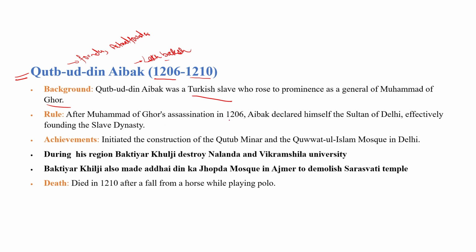After Muhammad of Ghor's assassination in 1206 in Thatta, Punjab, Pakistan, Aibak declared himself the Sultan of Delhi, effectively founding the slave dynasty.